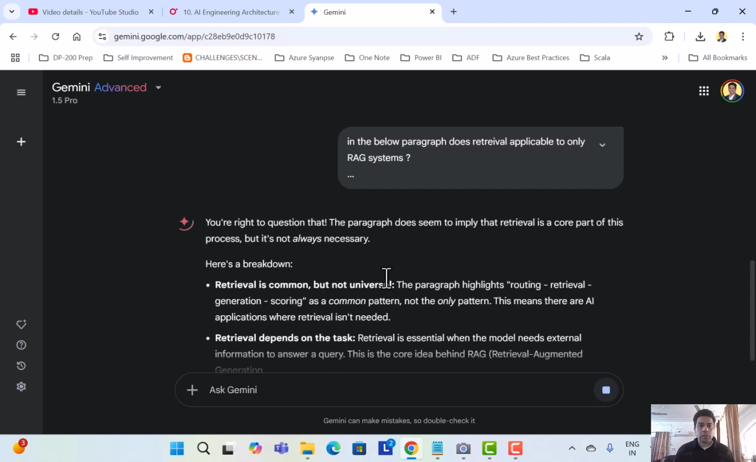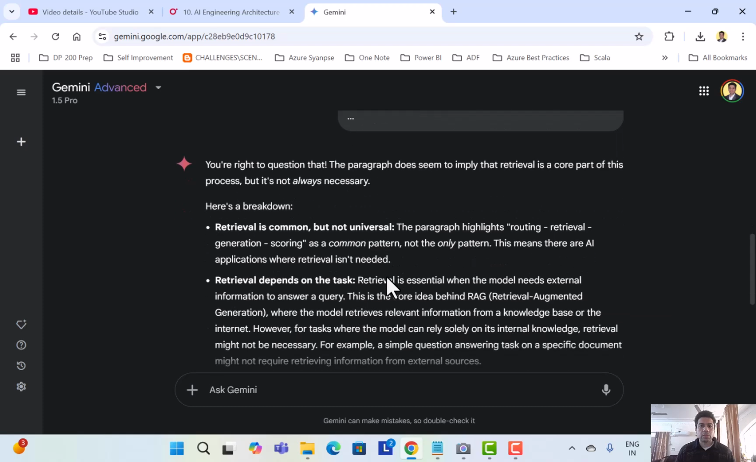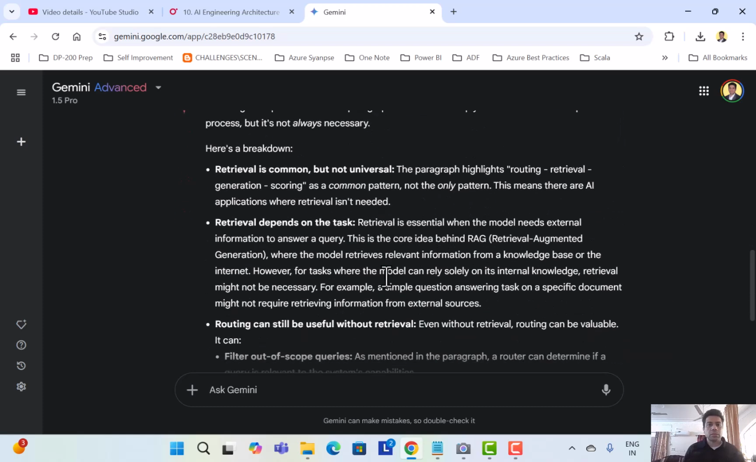You're right to question that. The paragraph does seem to imply that retrieval is a core part of the process, but it's not. Retrieval is common but not in the paragraph image. Retrieval is essential when the model needs external information. This is the core idea behind RAG.